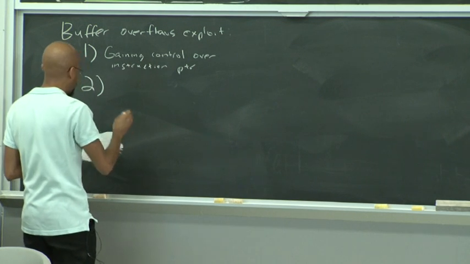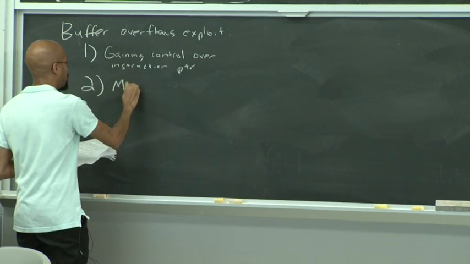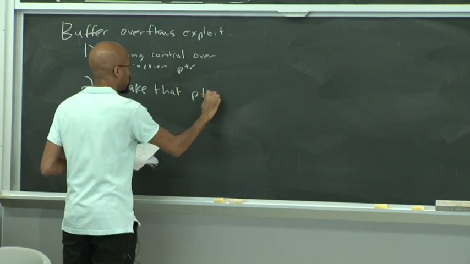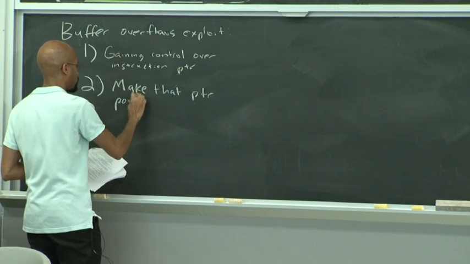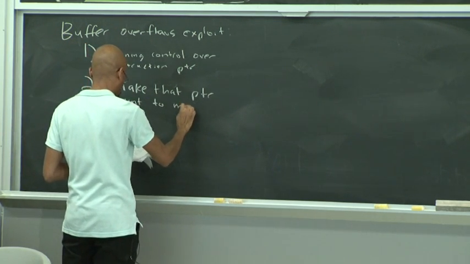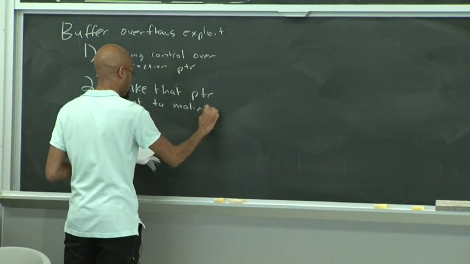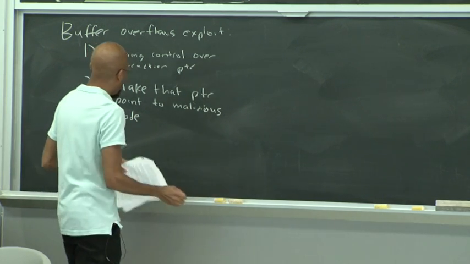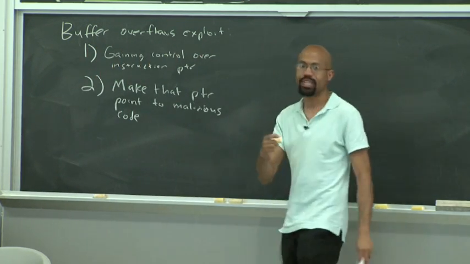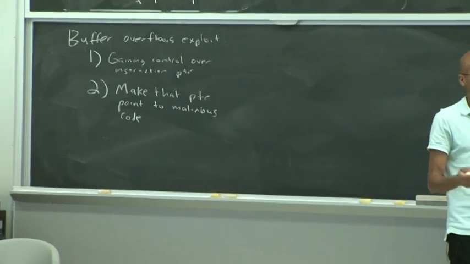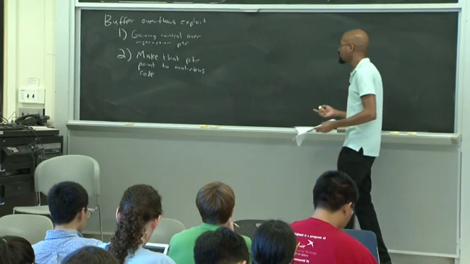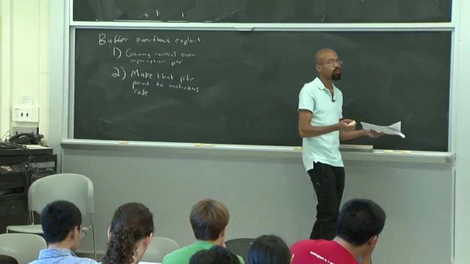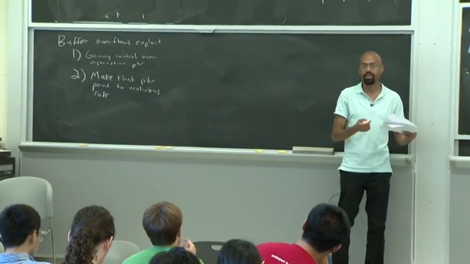Because the other thing that the attacker needs to do is make that pointer point to malicious code. So how are we going to make that hijacked instruction pointer point to something that does something useful for the attacker? What's interesting is that in many cases it's fairly straightforward for the attacker to put some interesting code into memory.